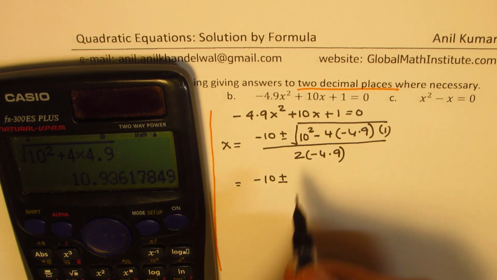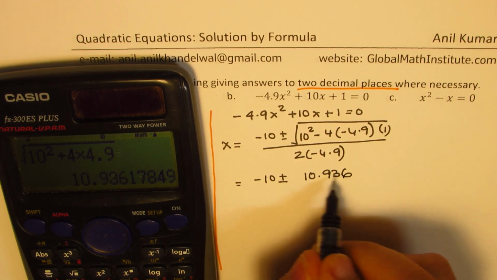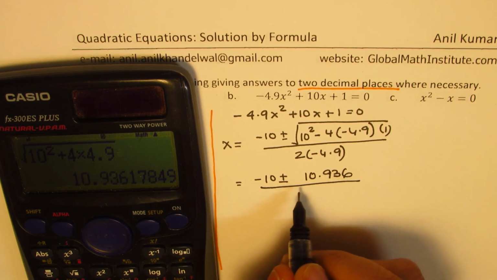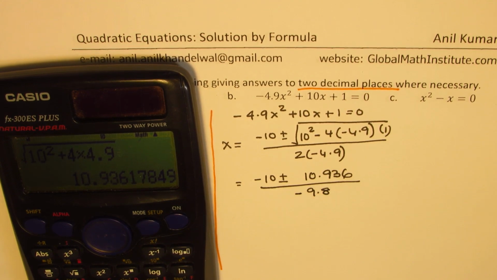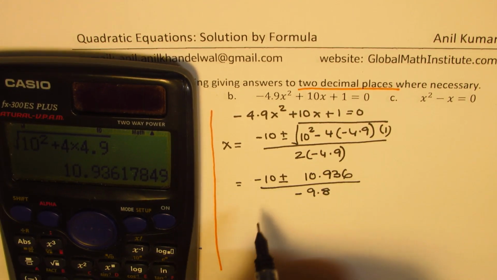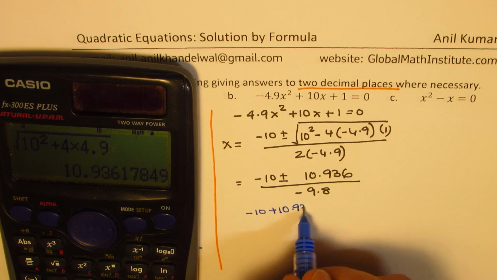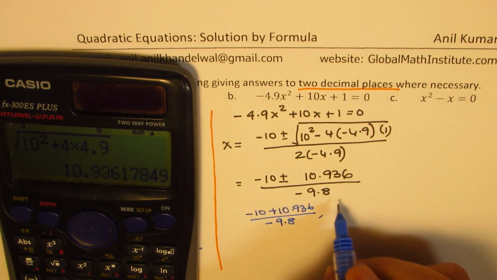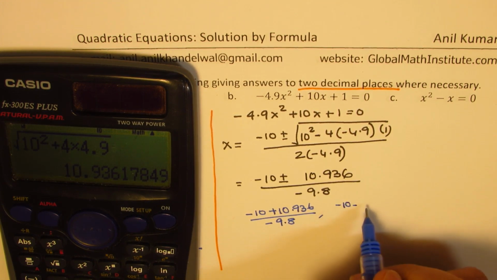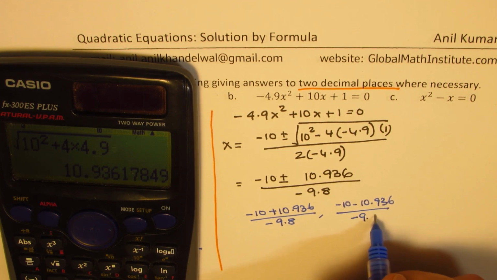So which is equal to 10.936. So we're taking 3 decimal places, and then we'll round it to 2, right? And the denominator is minus 9.8. So the one value is minus 10 plus 10.936 divided by minus 9.8. The other value is minus 10 minus 10.936 divided by minus 9.8. Correct?